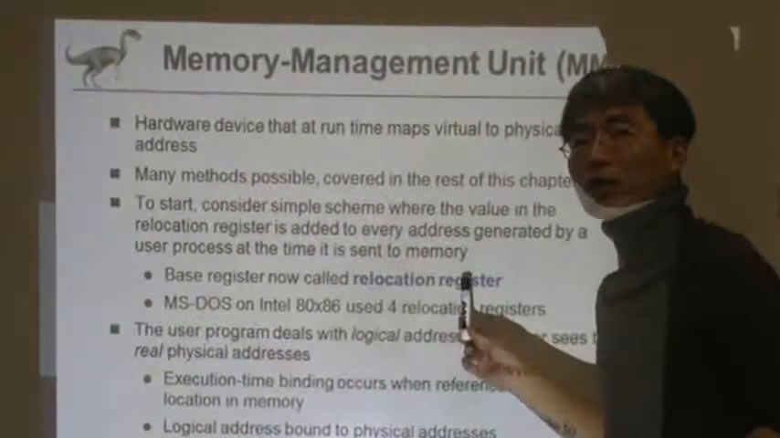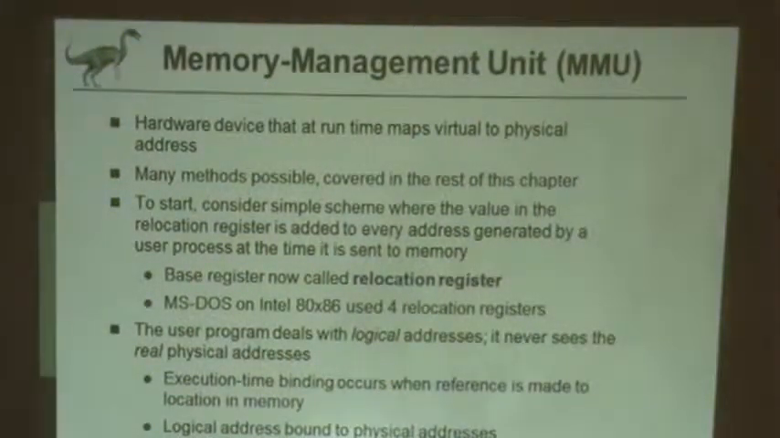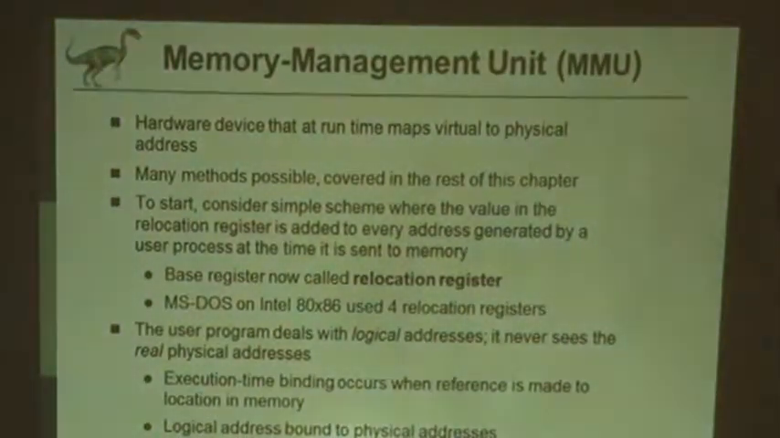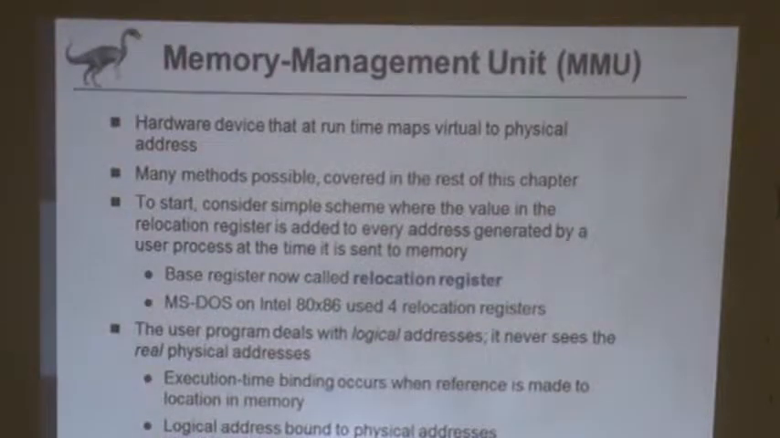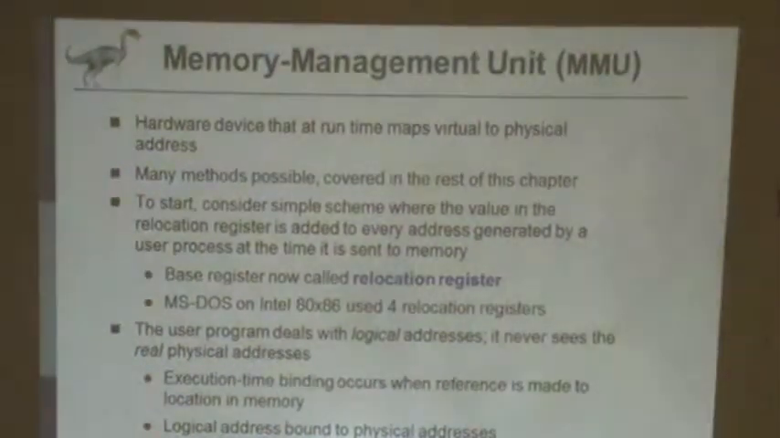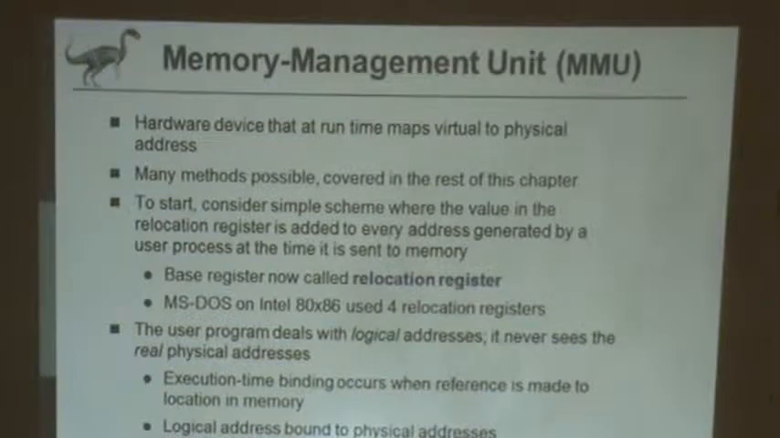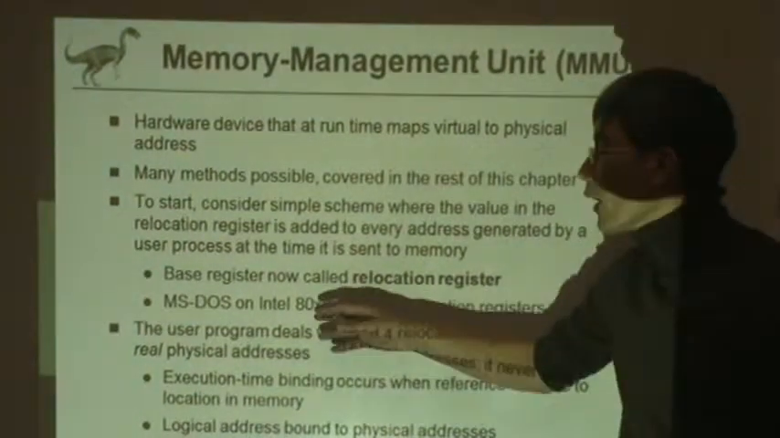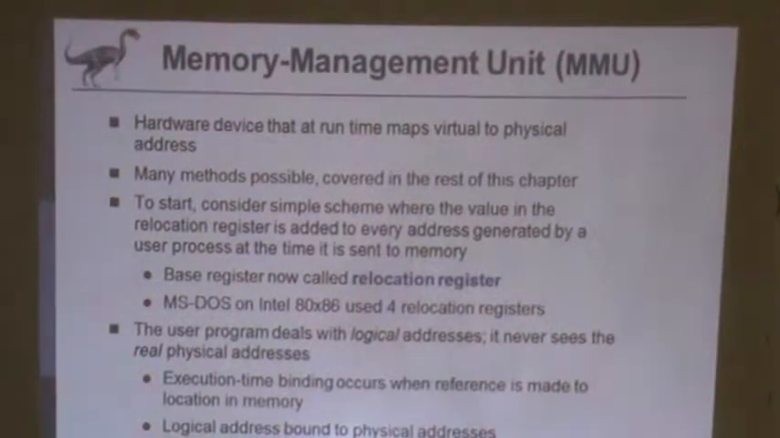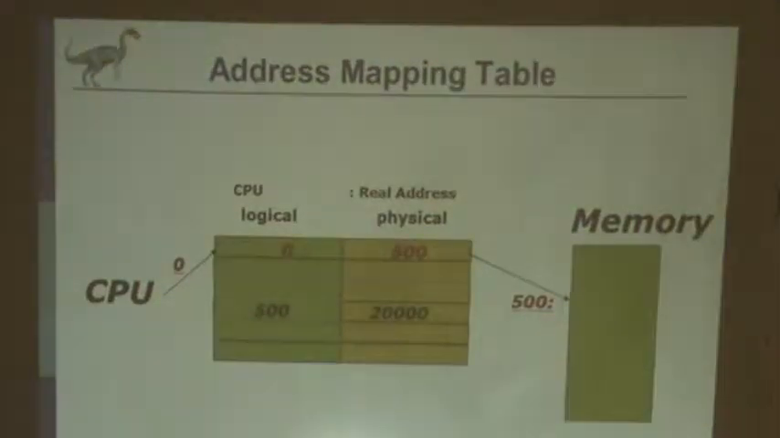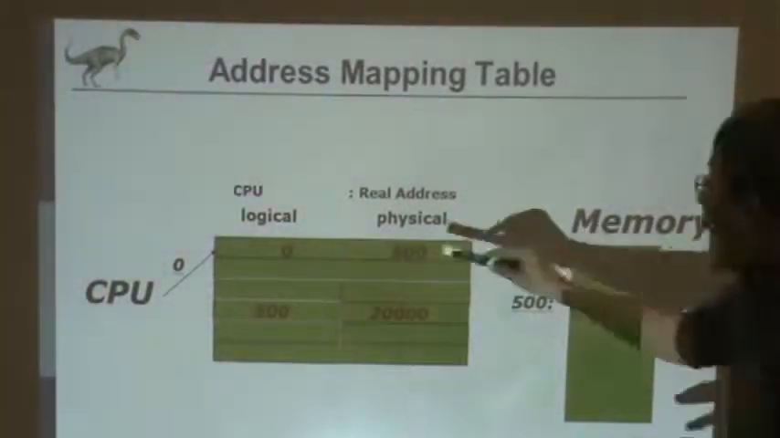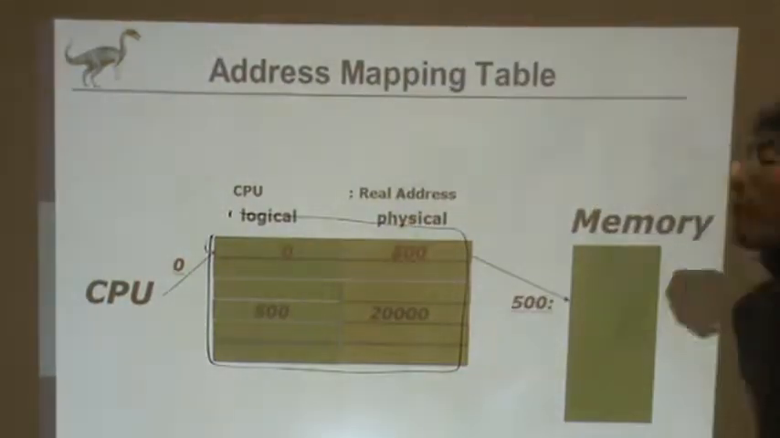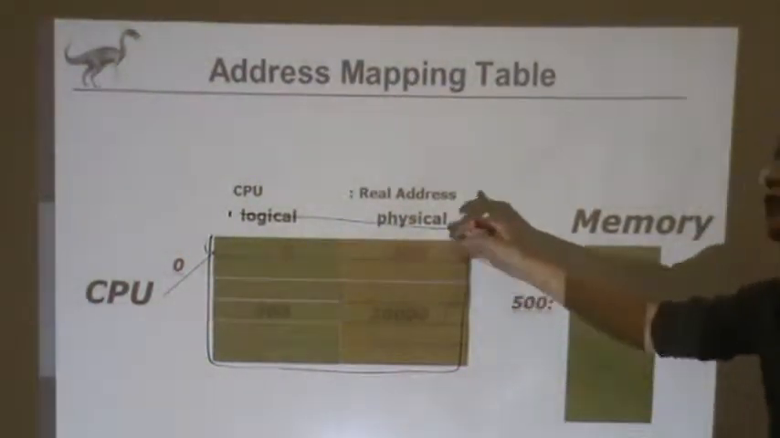That is managed by the base register. Nowadays it's called the relocation register. If you already took the microprocessor class, you probably learned the 8088 or the 8086, also the 286 up to the Pentium. They use the relocation register. Using that relocation register, you have the pointer address of the mapping table. Where is it? In the memory.